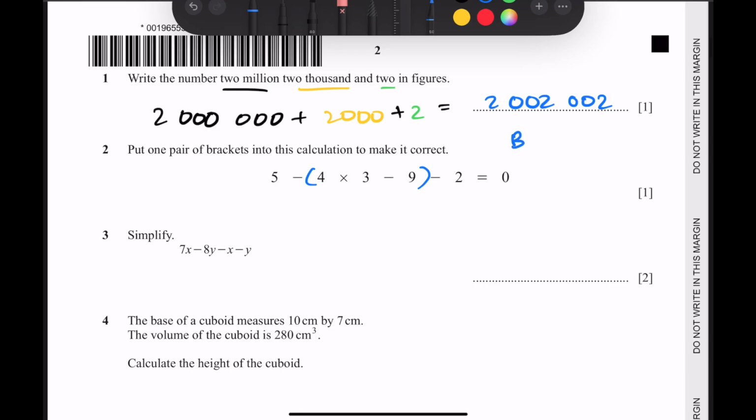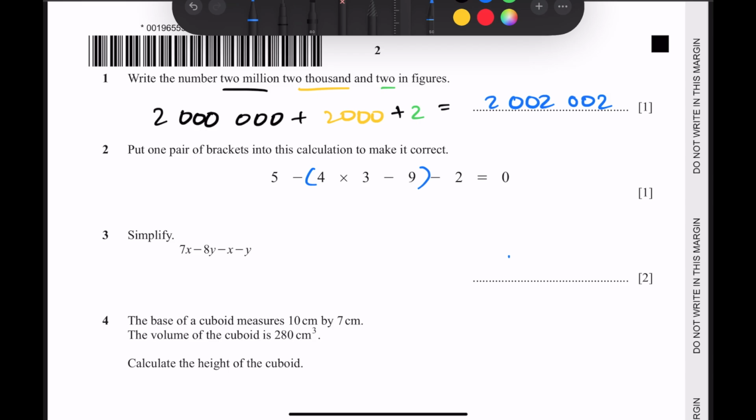Since BODMAS applies, for any operations, the first operation that's carried out is brackets, i.e. whatever's inside a bracket before any division, multiplication, addition, or subtraction. Therefore, 4 times 3 minus 9 is the first operation being carried out, and this produces 12 minus 9, since within the bracket multiplication occurs before subtraction, and this is equal to 3. So 5 minus 3 minus 2 is equal to 0. Therefore, the bracket should go in this position because it's correct.